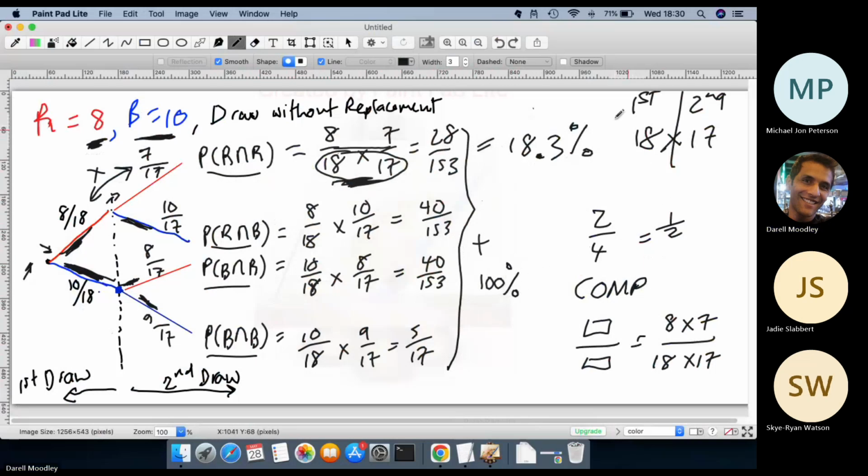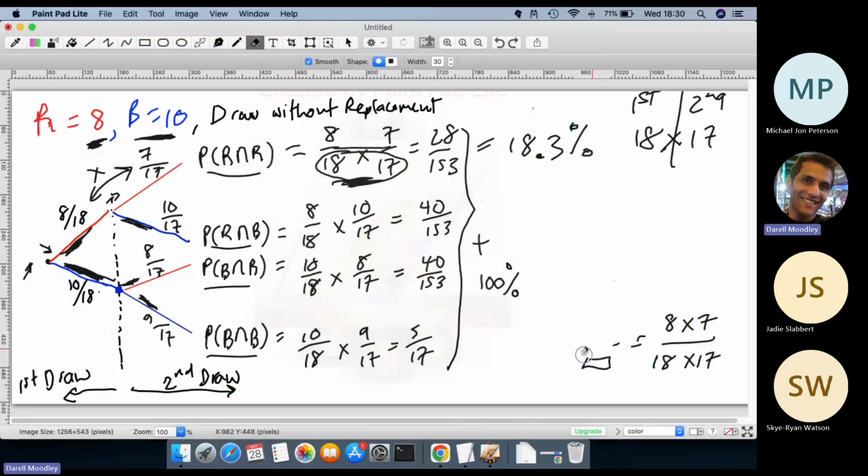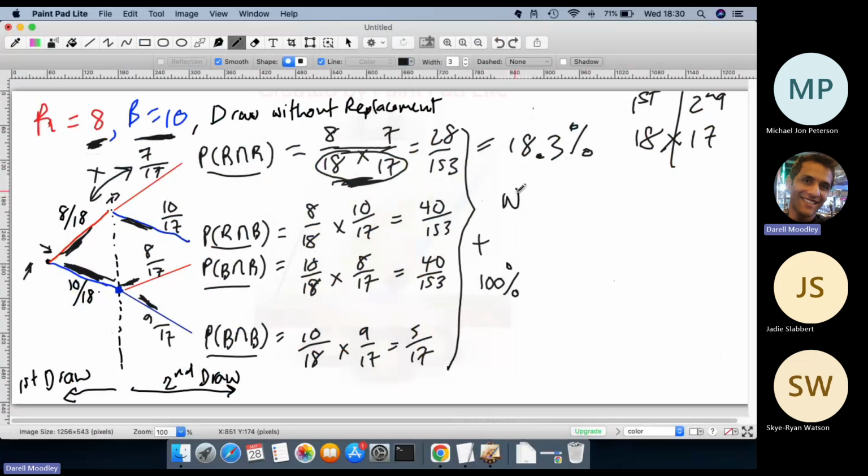All right? Now, the question is, let's say they ask you, what is the probability of getting 2 different color marbles? What's the chance of getting 2 different color marbles? So what's the probability, the chance of having 2 different colored marbles?